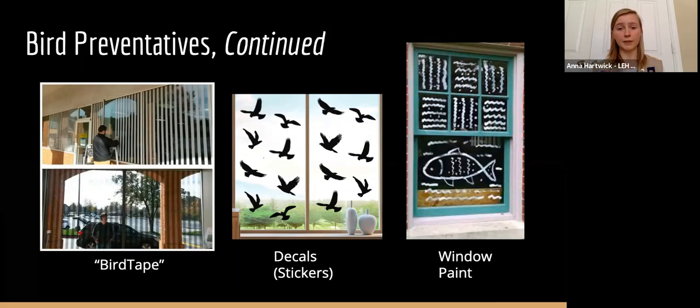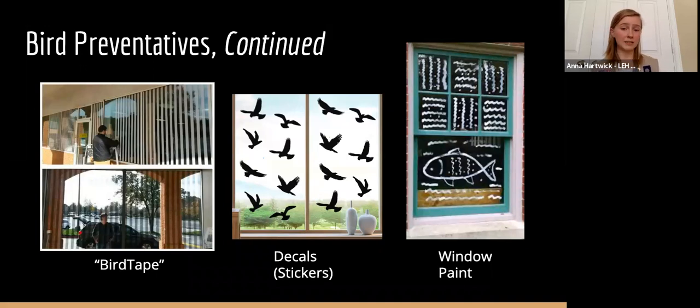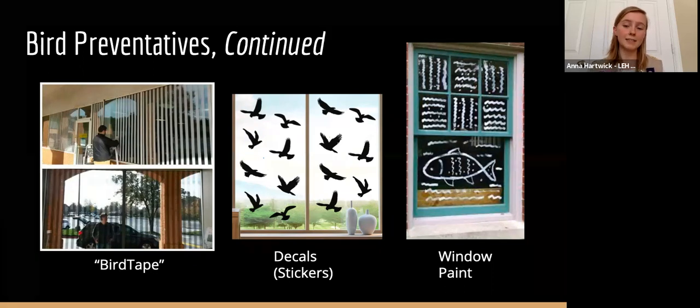Another solution is decals, which are basically stickers that you put onto the window. Now, decals come in a bunch of different shapes and sizes. They don't have to be shaped like birds to reduce bird window collisions, because it's not actually the bird shape that's discouraging birds. It's the fact that these decals are breaking up the surface of the window that's reducing those collisions. So you can have them in anything you want. Just make sure that your decals are evenly spaced out, as in our example here, so that they actually reduce bird window collisions.